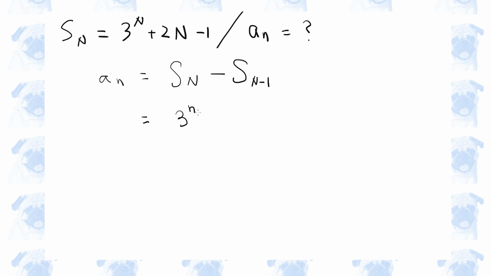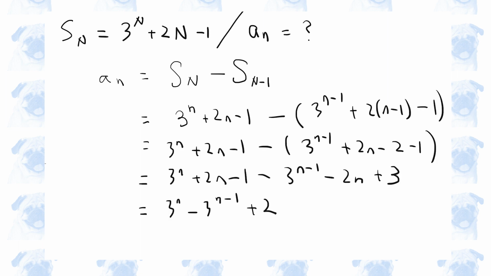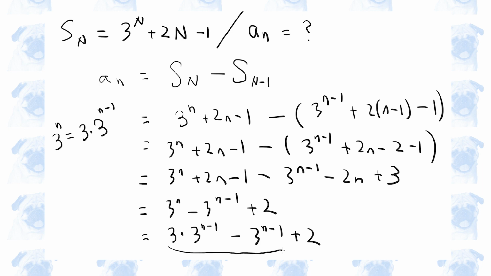Therefore, (3 to the n plus 2n minus 1) minus (3 to the n minus 1 plus 2(n minus 1) minus 1). Now, because 3 to the power of n is 3 times 3 to the power of n minus 1, the first term becomes 3 times 3 to the power of n minus 1, and the first two terms can be factorized.